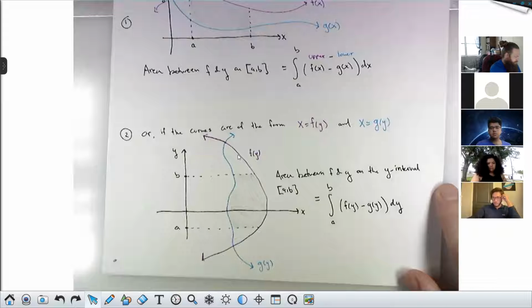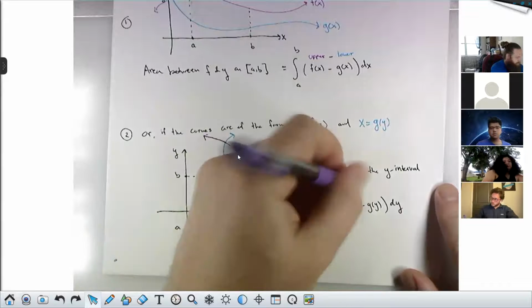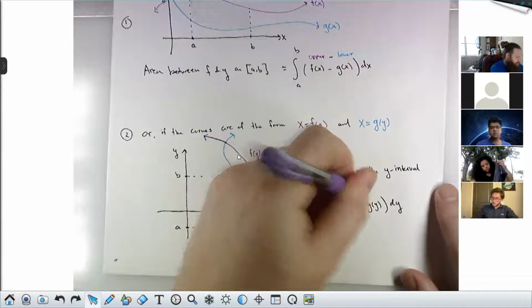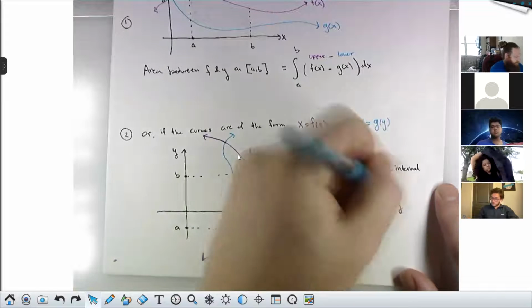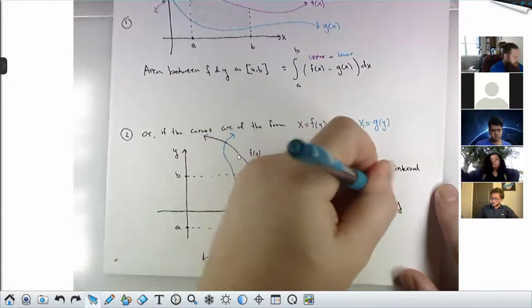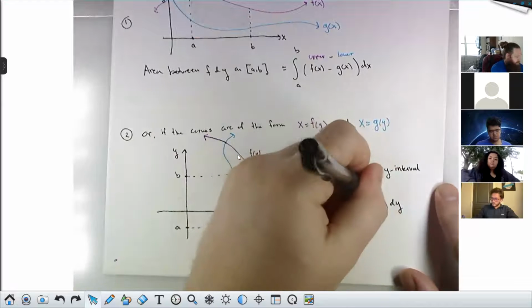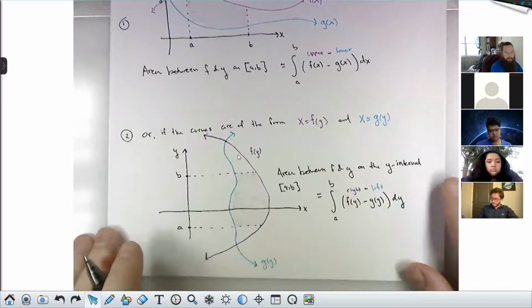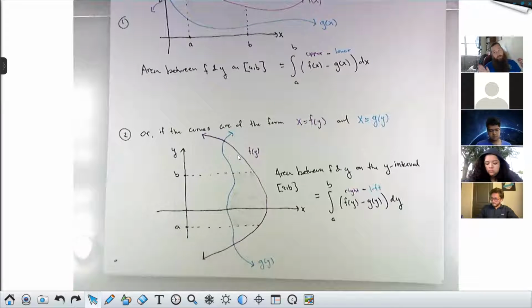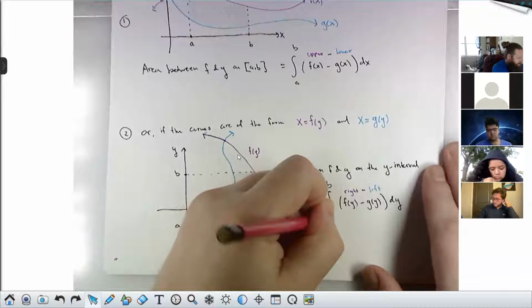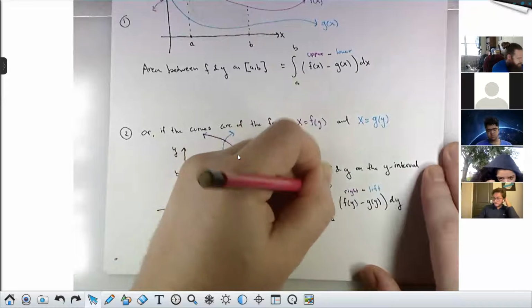A few things worth noting here. Definitely right minus left. It's the analogous concept of an upper minus a lower when you turn your head sideways like that. The other thing I'd like to point out is that these are y values. The limits of integration here are y values, not x values. So this is y equals a, this is y equals b.